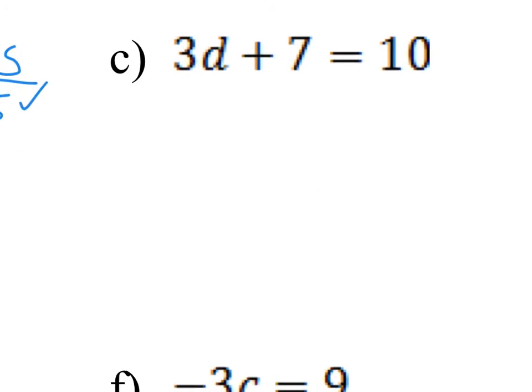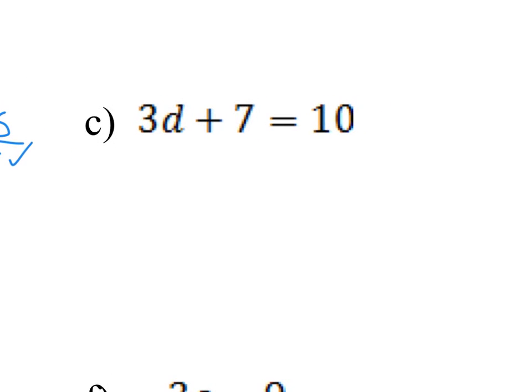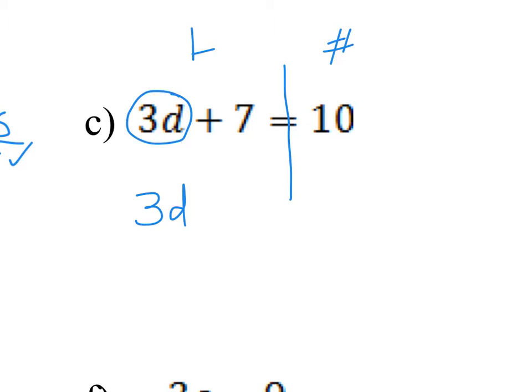This next one here is a two-step. So the way that I showed you how to do this at the beginning of the year is to really put up this wall and then to put the letters on one side and the numbers on the other to start with. I think this is an easier way of viewing how to perform opposite operations. So this 3D, we would group together and say that it's a letter. So it has to stay on the left side so it doesn't move. This positive 7 though is a number which has to move to the number side.